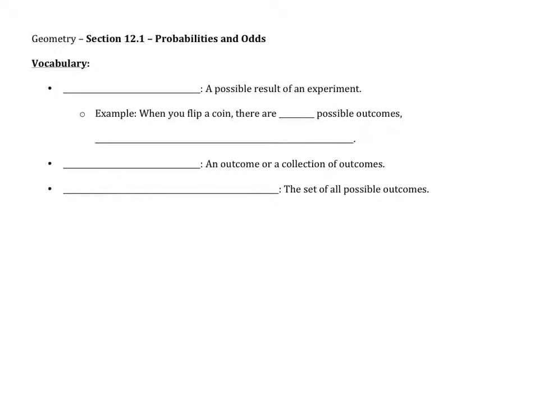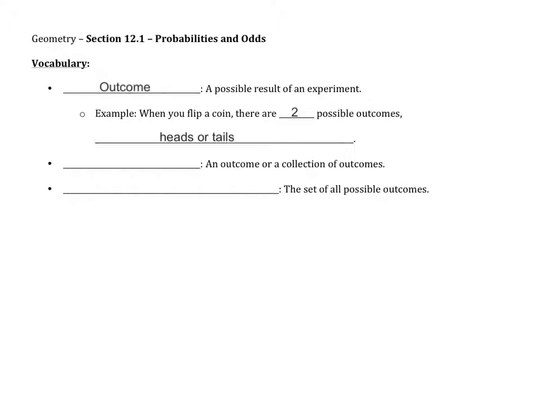In section 12.1, we're going to look at probabilities and odds. So first, let's start with some vocabulary. An outcome is a possible result of an experiment. So for example, when you flip a coin, there are two possible outcomes, flipping a heads or flipping a tails.